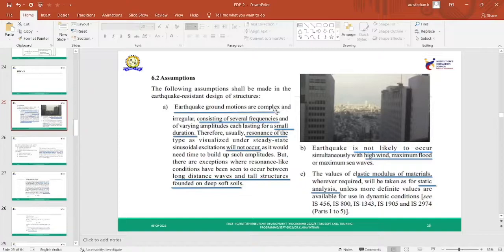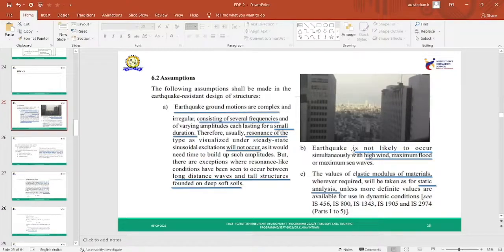Here you can see a building which is shaking due to long waves. These are not short waves. Due to short waves, the buildings will not deflect more, especially tall storey structures. In tall storey structures, due to long waves, the structures may vibrate in this manner.